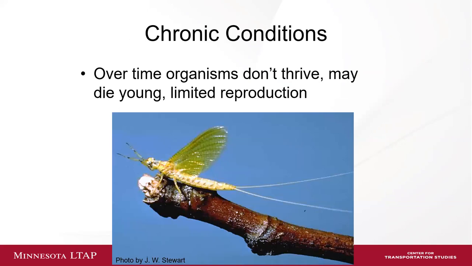So things like dragonflies and mayflies, caddisflies, they spend most of their life as little larvae living in the water. And what happens if there's a salt content in the water? Those organisms don't thrive. They may die young. They have limited reproduction. And these little organisms are food for fish. So this is important that we keep these little critters alive.